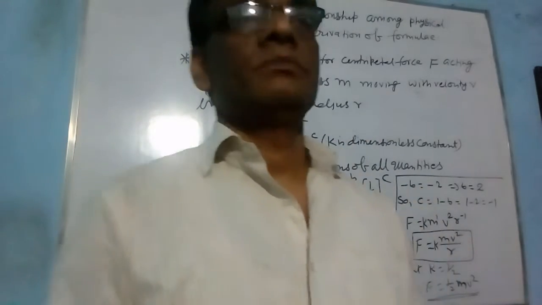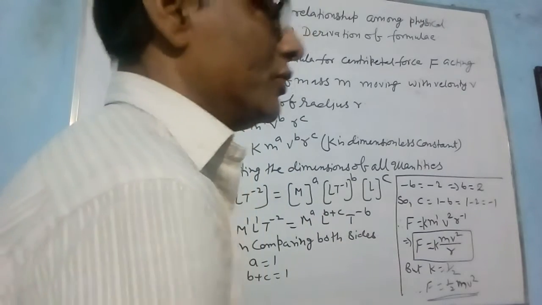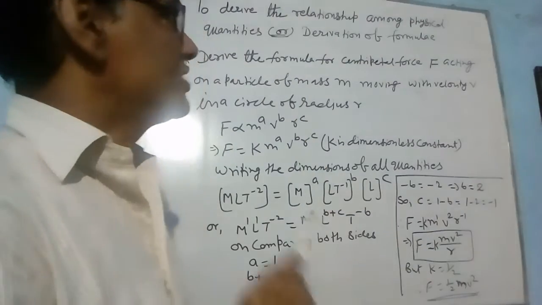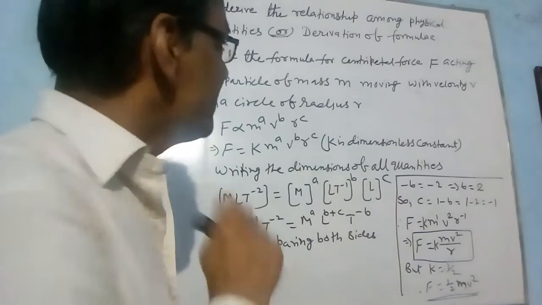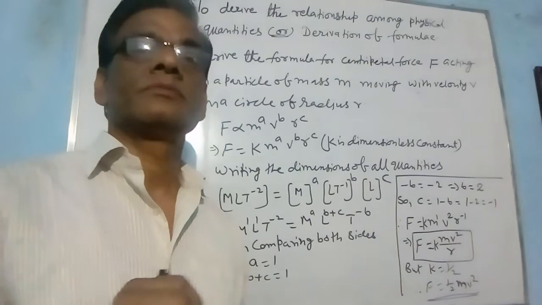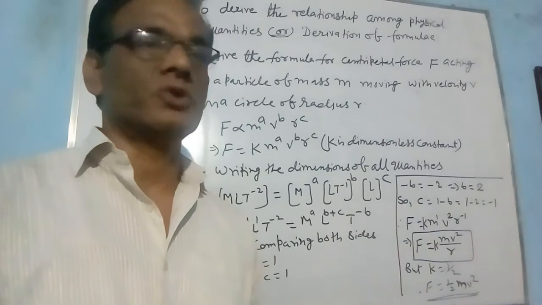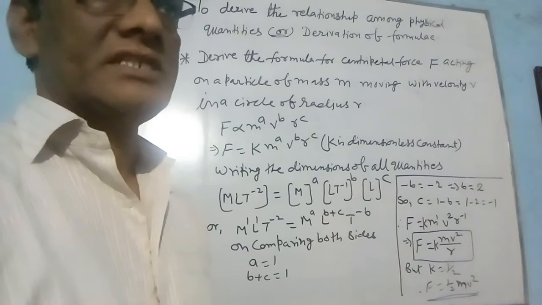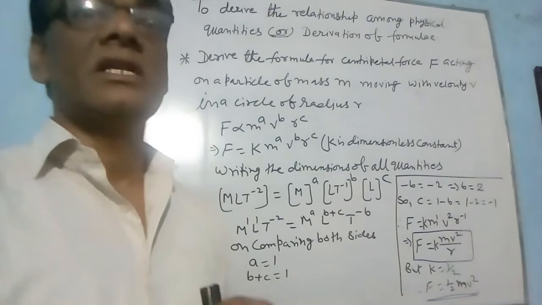So for this, look carefully on your screen. You find one question: derive the formula for centripetal force. Centripetal force acting on a particle of mass m moving with velocity v in a circle of radius r. That is your question. Now look how we find the relationship, and you can see how you find the formula of centripetal force.